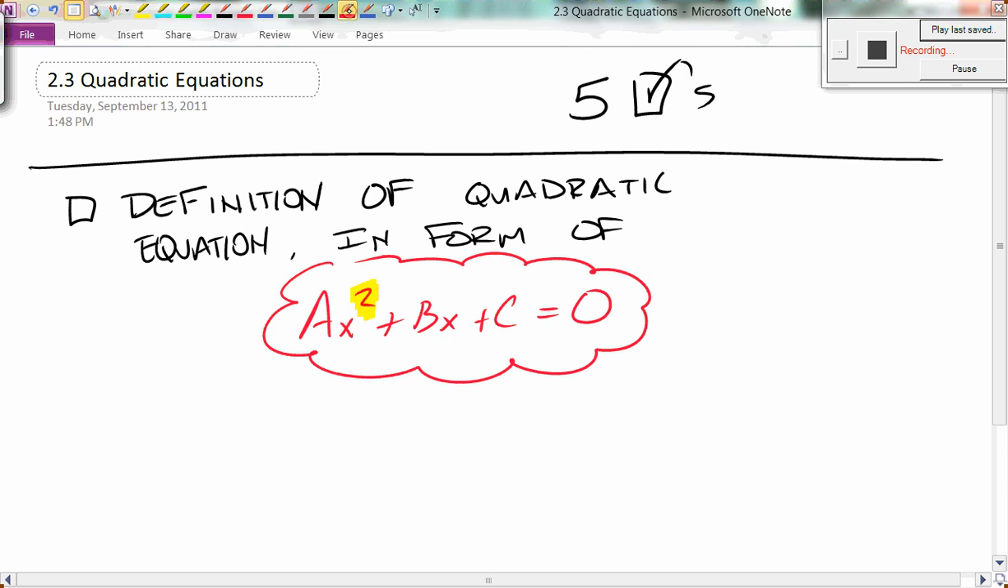So I have to add a little bit to my definition. I have to say that a cannot equal 0. Why can't a be 0? Because what if it was 0? What would that give us? There's also something else that's very important about this.